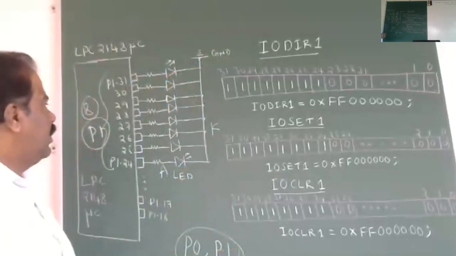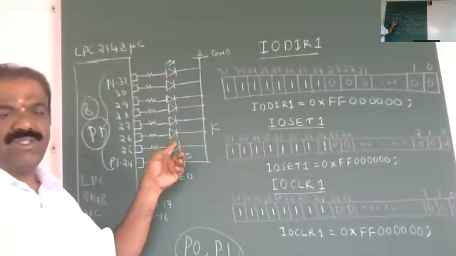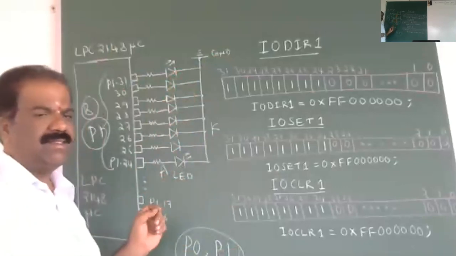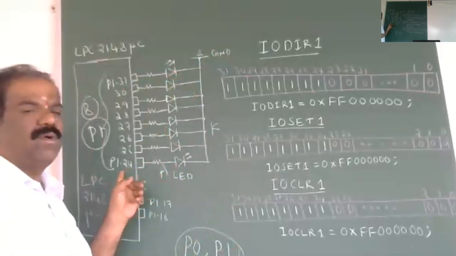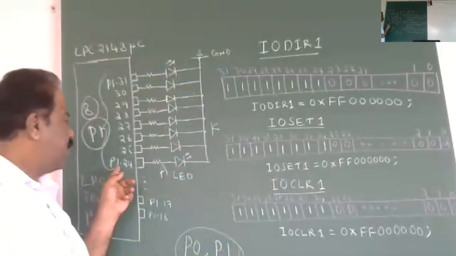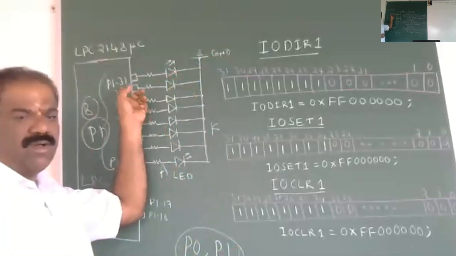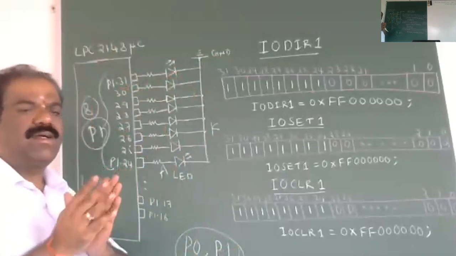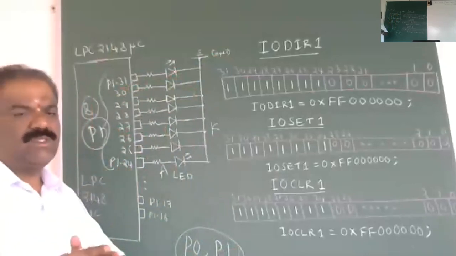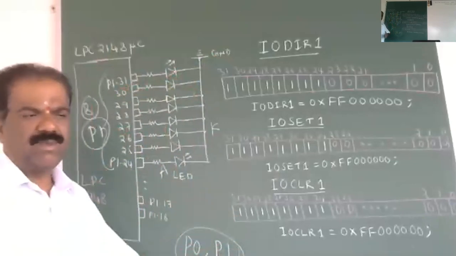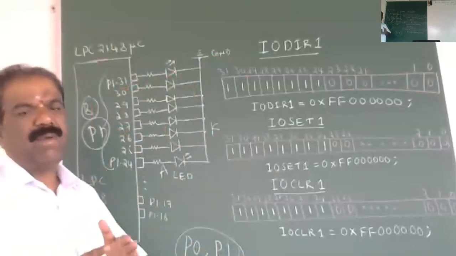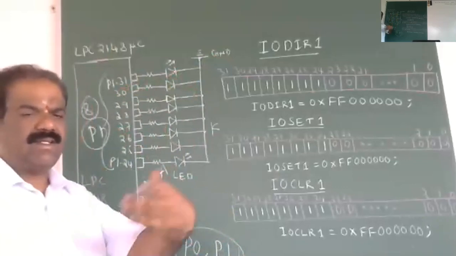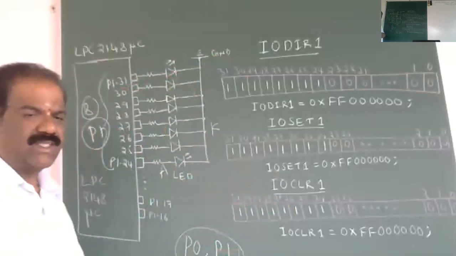Now we know that an LED is an output device. How many LEDs do we have? 8 LEDs, connected to port 1, starting from P1.24 to P1.31. According to the hardware, we have to write the software. It's not possible to use the same program for all hardware. The program varies from manufacturer to manufacturer. I'm using LPC2148, an IC, but boards are designed by different manufacturers.